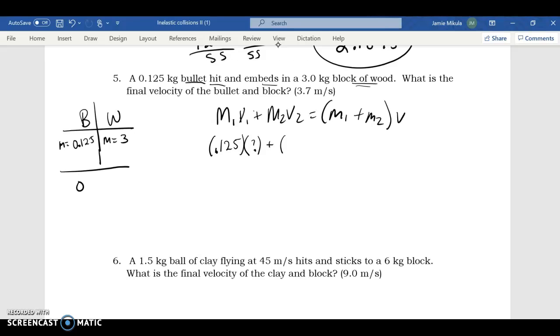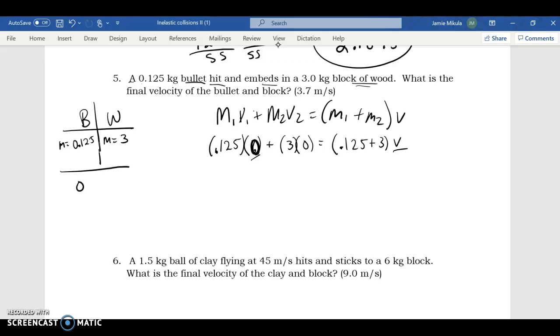The mass of the wood is 3, and that would be at rest, so we could put a 0 there. And then they embed into each other, so 0.125 plus 3v. But we are missing 2 things. So unless the bullet started from rest, which I don't think it did, but let me just, no, that won't work either. Okay, so let me make sure I'm reading this right.